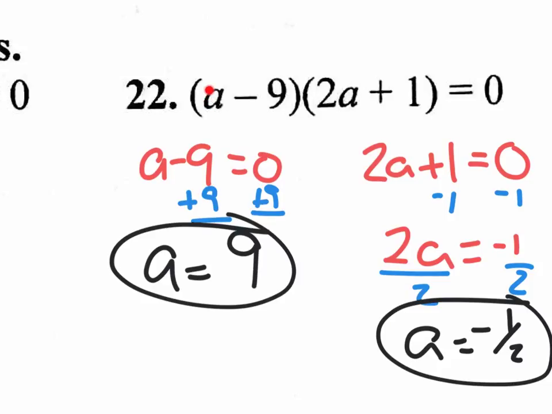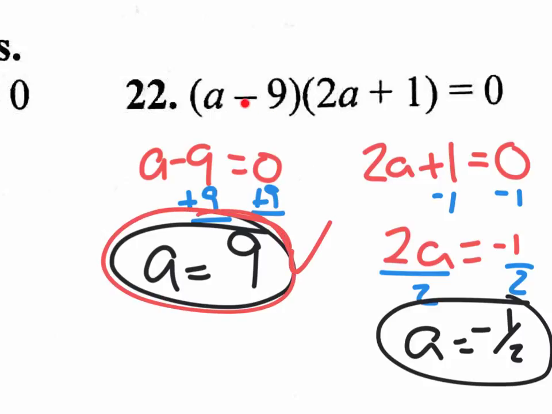Plug in 9 right here and 9 right there. It doesn't matter what you get over here because right here 9, take away 9 is 0, and 0 times anything will give you 0. So you double check. That one does work. So a does equal 9. Let's see if negative half works.